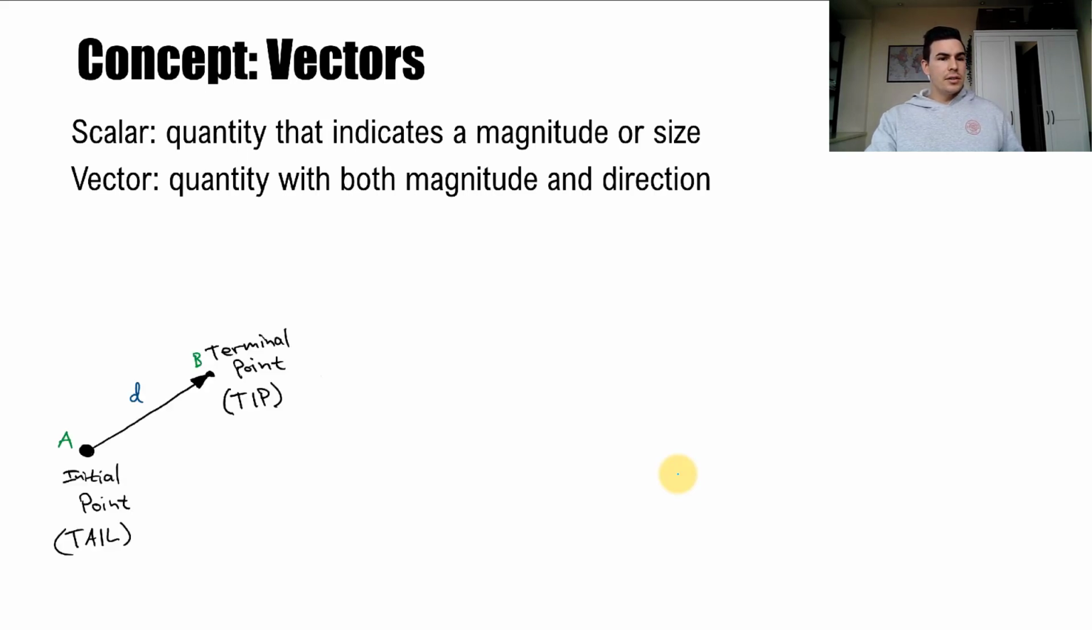So you'll see a vector looking like this when it's drawn out, okay? We have a couple things to point out. We've got our initial point, which we will call the tail a lot of the time. And then we have our direction. We can see it's denoted by this arrow. And then we have our terminal point or the tip of the vector, okay?